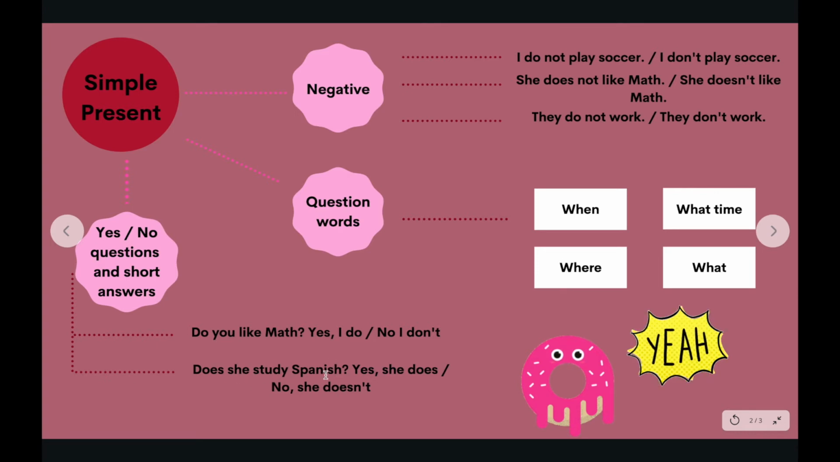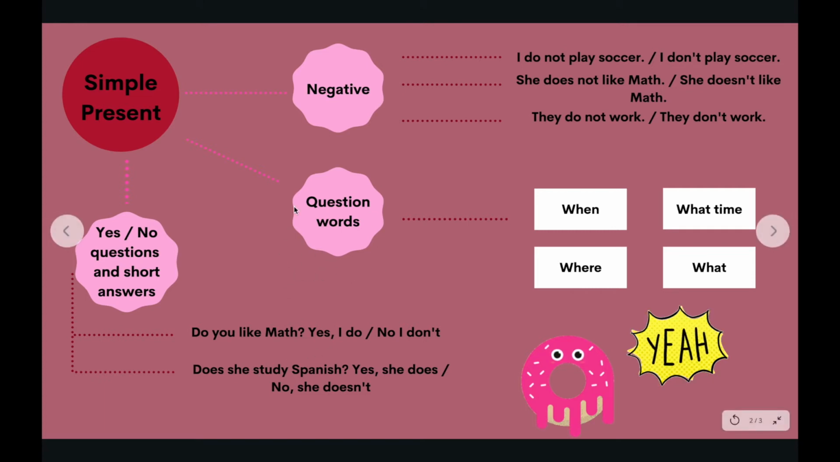And here it is the same. Does she study Spanish? Yes, she doesn't? No, bad. Or no, she does? Also wrong. You have to answer in this way. Does she study Spanish? Yes, she does, or no, she doesn't. And again, only with she, he, and it, you're going to use does, and with I, you, we, and they, do.